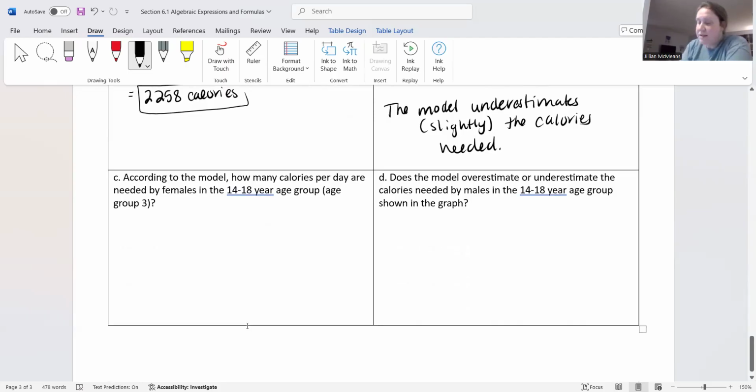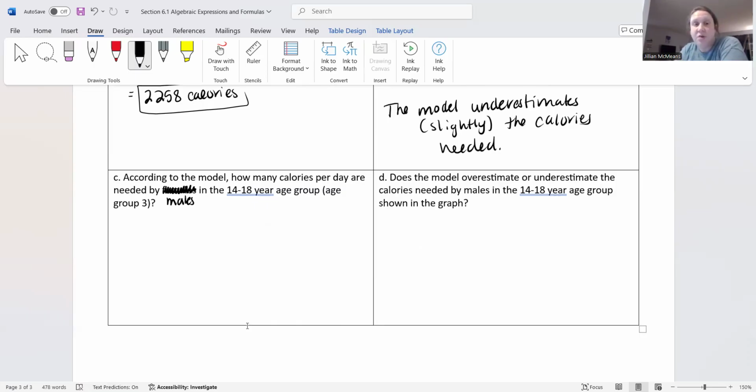So C says, according to the model, how many calories? Oh, this is a typo. Please don't be upset with me. I try so hard not to have typos, and dadgummit, they're there every time. This should say males. I was probably copying and pasting. So this is males. Please fix that in your notes, okay? I'm really, really sorry about that one.